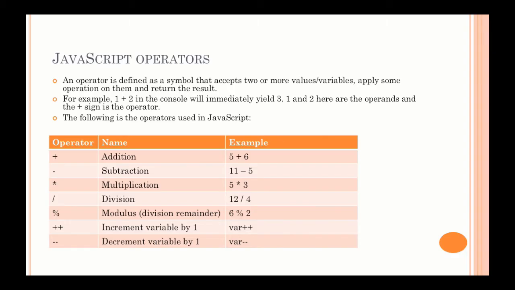Now let's move on to JavaScript operators. Operators are just symbols that accept two or more variables or values, and they apply some operation on them and return the result. This operation may be an arithmetic operation. In most cases, it's going to be an arithmetic operation. But we do have also some other operators that are not used the same way the mathematical operators are used. Let's have them in turn.